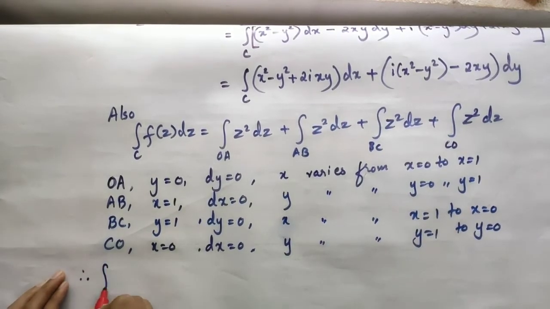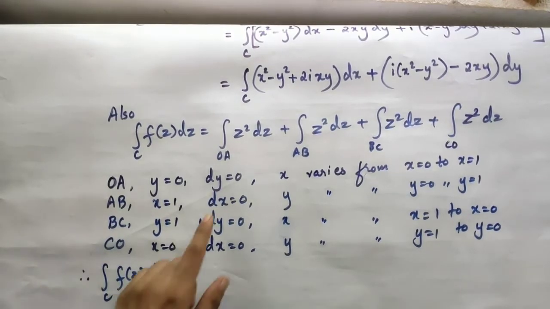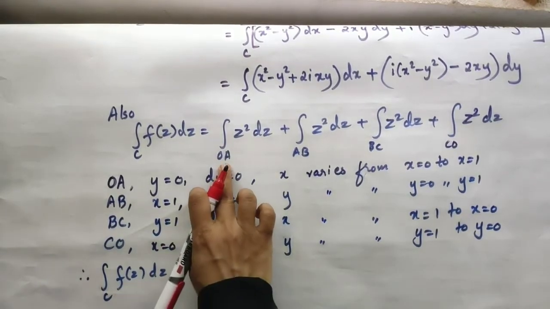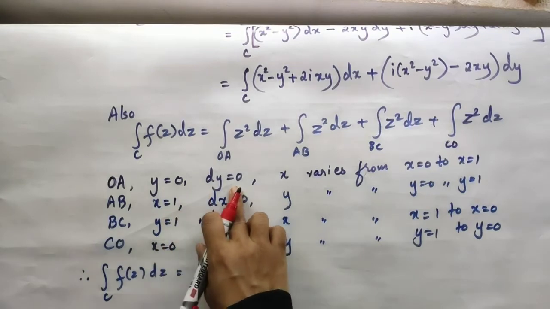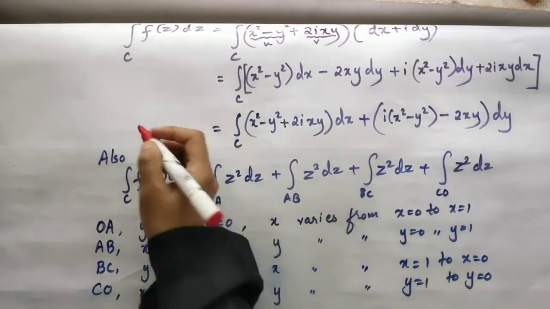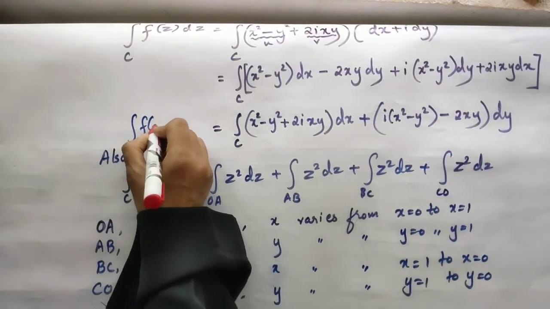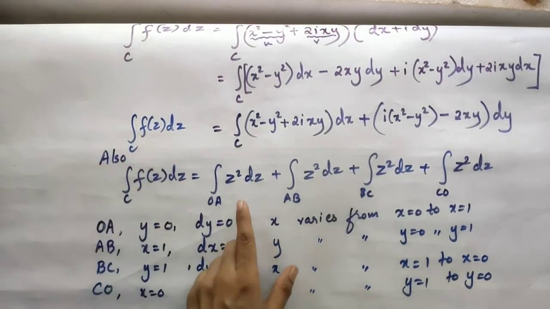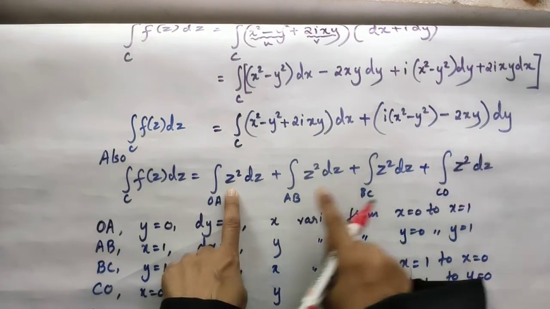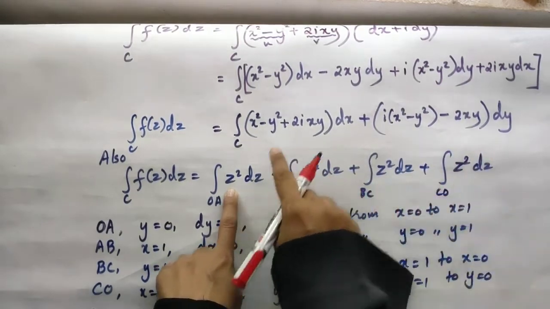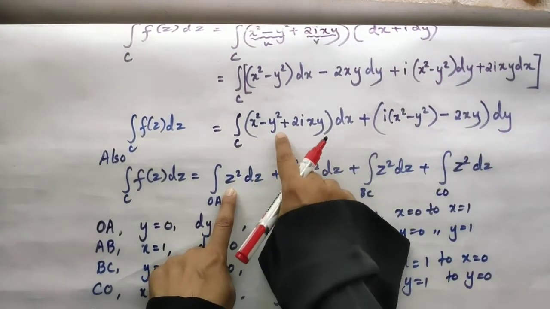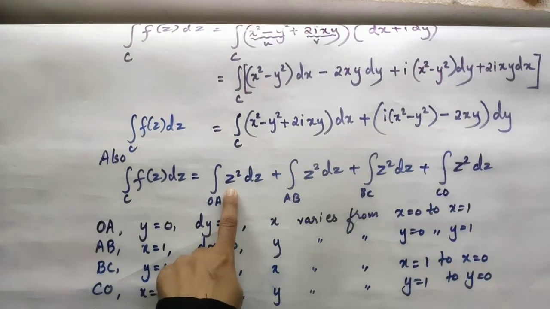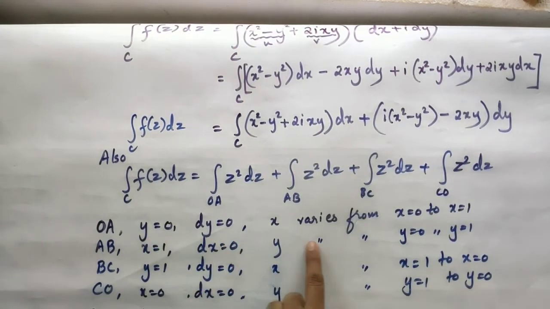Therefore, integration over the curve C of f(z) dz will be equal to, along OA, what is happening along OA? y is 0, dy is 0. So I have integration over the curve C of f(z) dz like this here. Right? So it is the same for this function. It's going to be the same for every part here. Okay, we have z square dz here, right? So in this we have to substitute all these things.